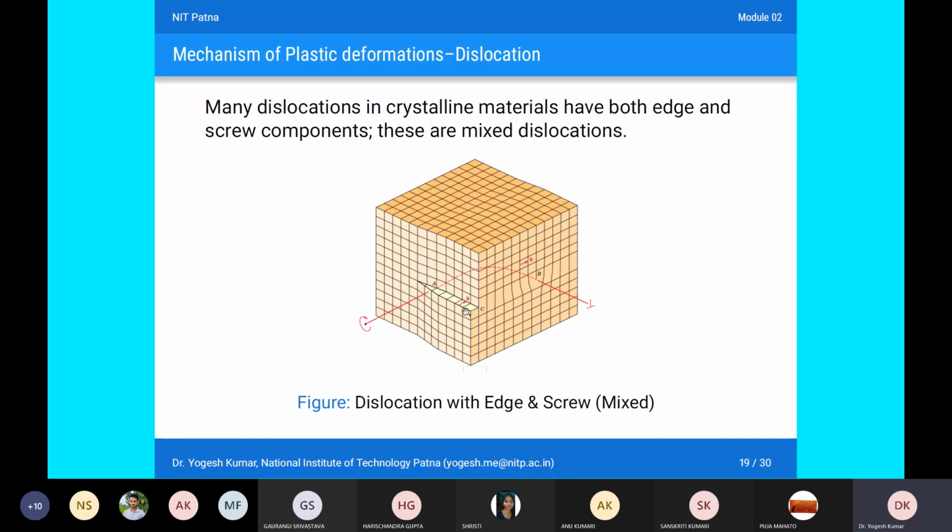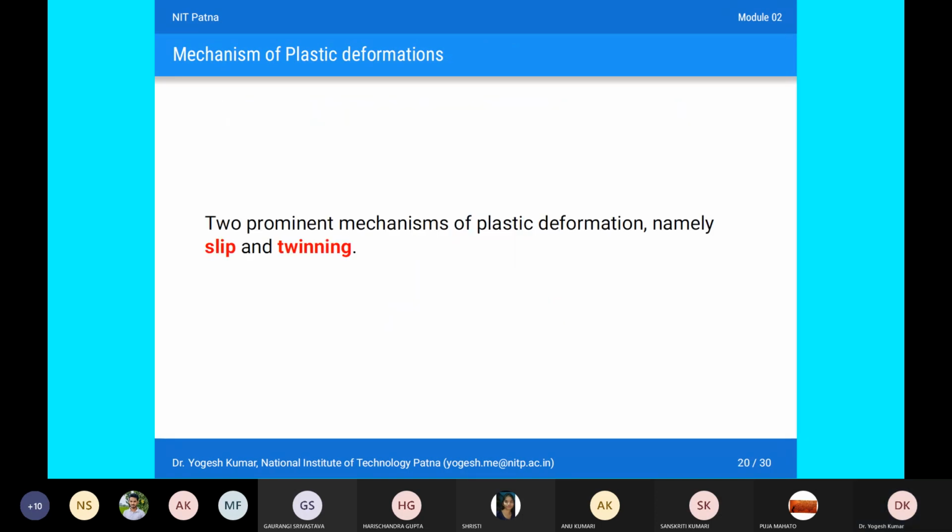Here you can see we can see screw dislocation existing in this plane, as well as here we can see an extra half plane of atoms. Okay, so there may be both kinds of dislocation in your crystalline material, and that is why it is called mixed dislocations. Okay, so how are these screw and edge dislocations responsible for plastic deformation? Let's just try to see.